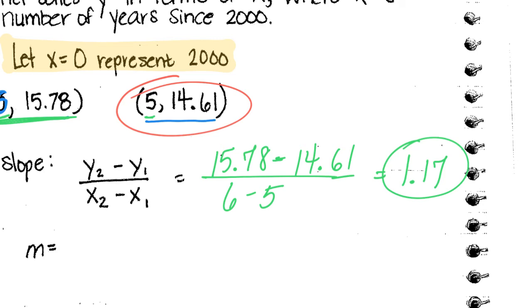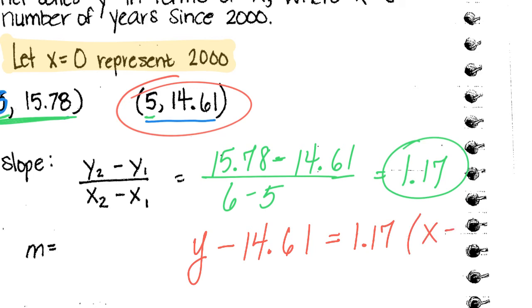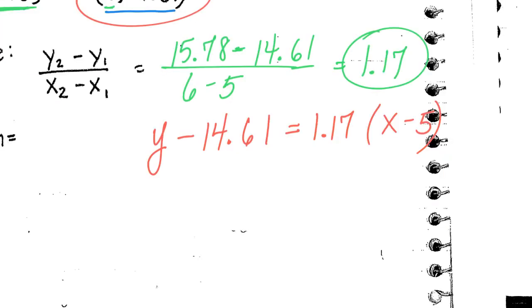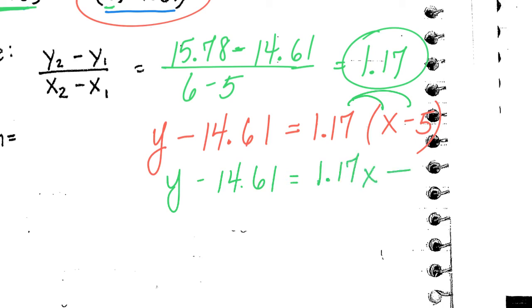Okay, so let's go ahead and use that formula. We're going to use y minus, in this case the y is what, guys? 14.61. is equal to my slope, which is 1.17, times x minus 5. Hey, get out the TI-84 calculator, and I'm going to let you guys start calculating this stuff for me. All right, so we are just going to subtract. I have y minus 14.61 is equal to 1.17x minus, what is 1.17 times 5, everyone? 5.85.